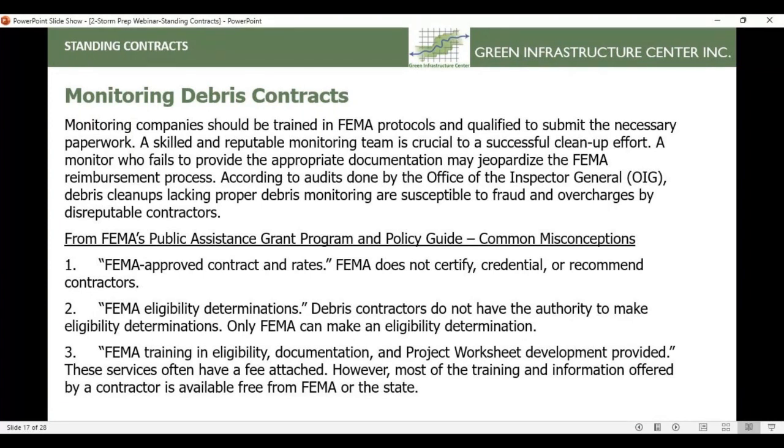So just keep that in mind, that there are two separate entities, and the monitor is your representative in that whole process, because ultimately they're going to turn in all the paperwork that gets you your reimbursement, and it's their reputation that's on the line. So keep that in mind as you go through these in the future.